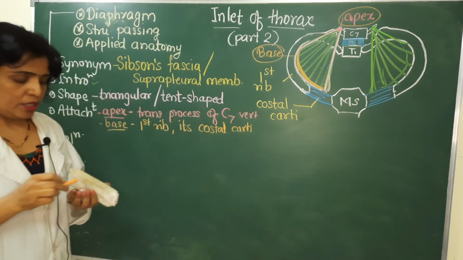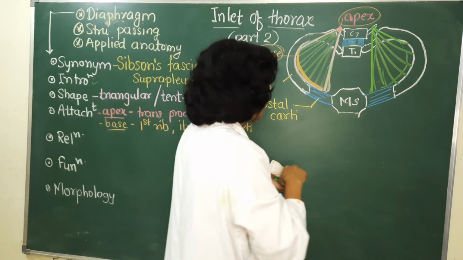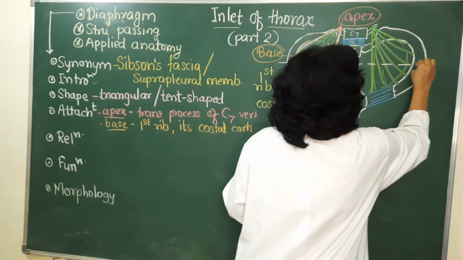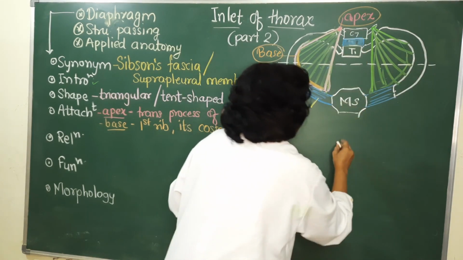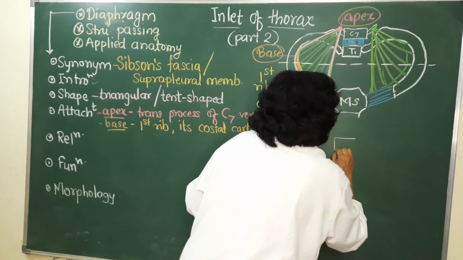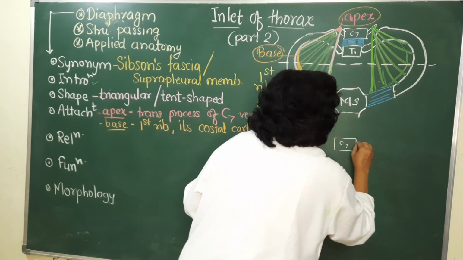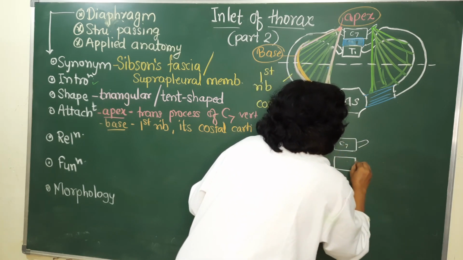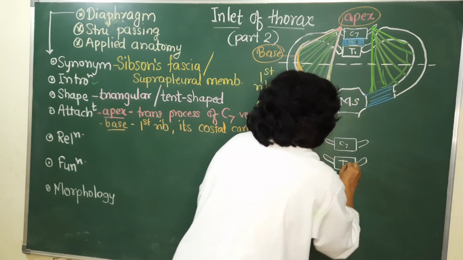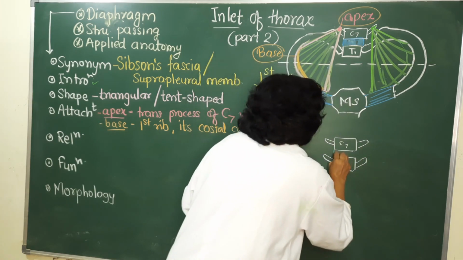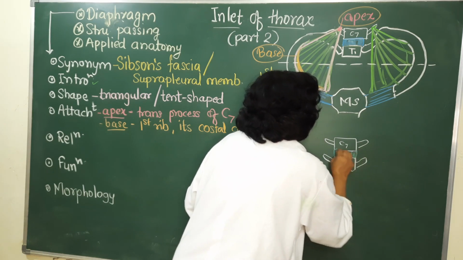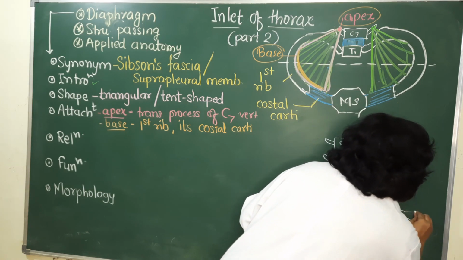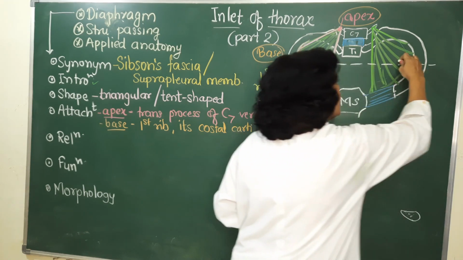Now for the relation, you are taking the section passing through this plane. If you take the section through this plane and observe, the C7 vertebra will be like this. Here this is C7 vertebra with the transverse process. Here you get T1 vertebra with its transverse process. In between you get the intervertebral disc. Somewhere here you get the first rib, because now the first rib is cut. This first rib is cut.